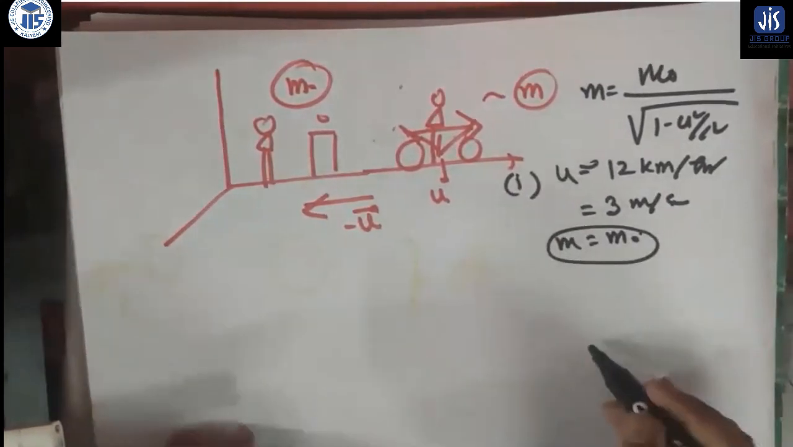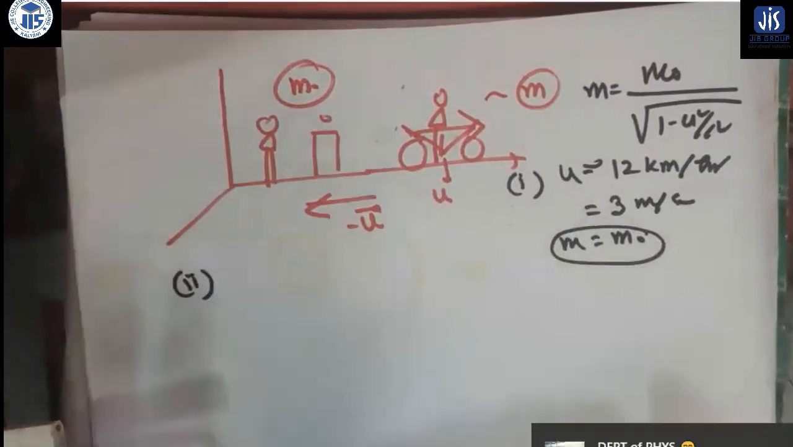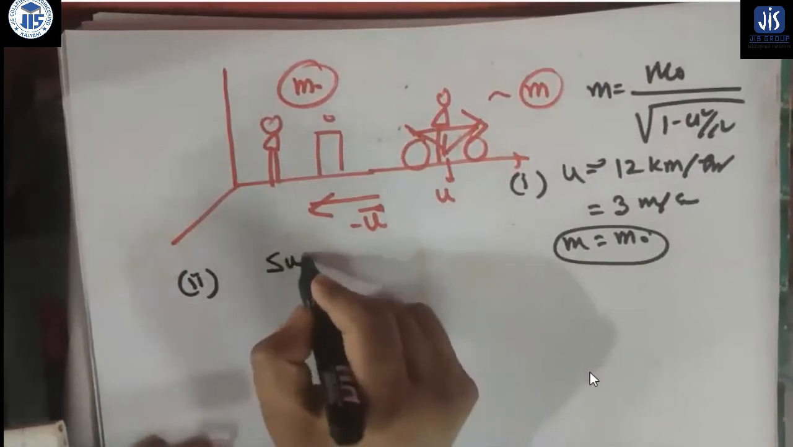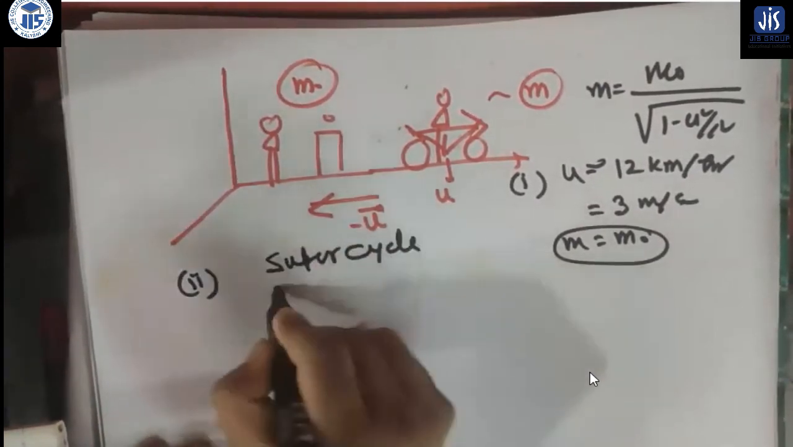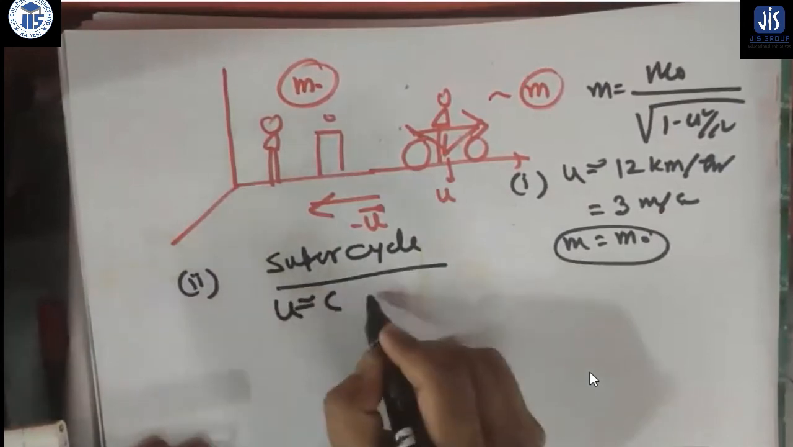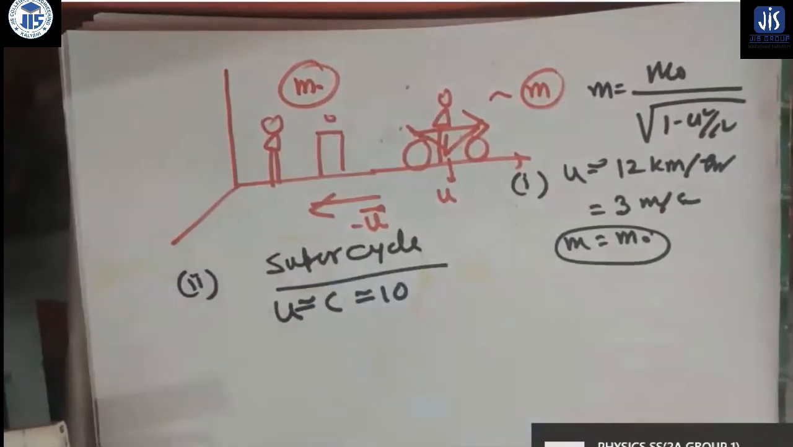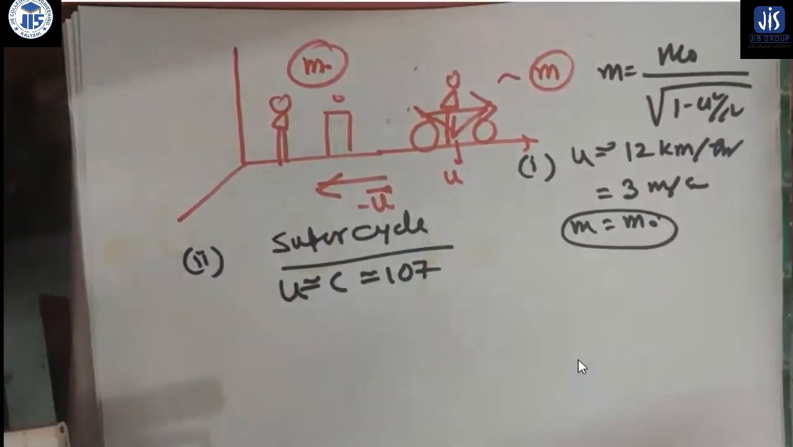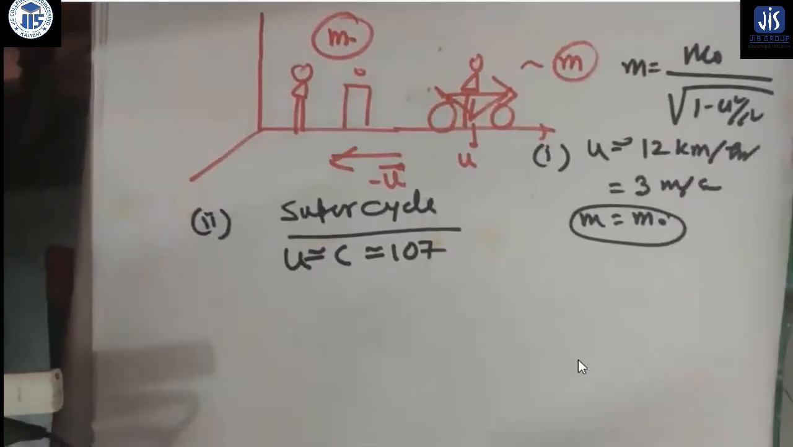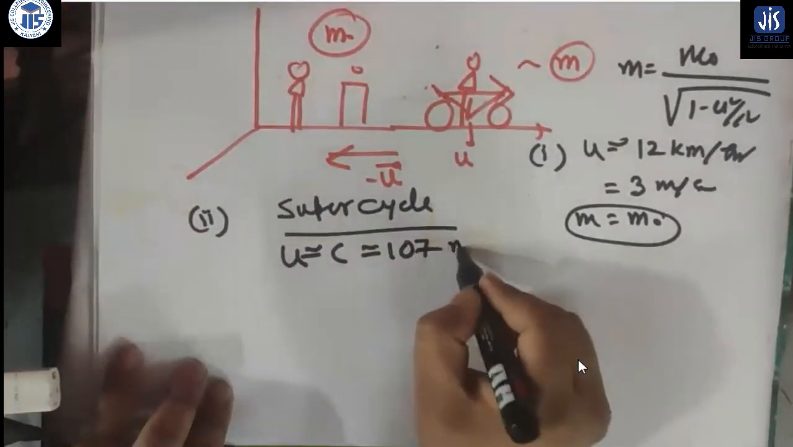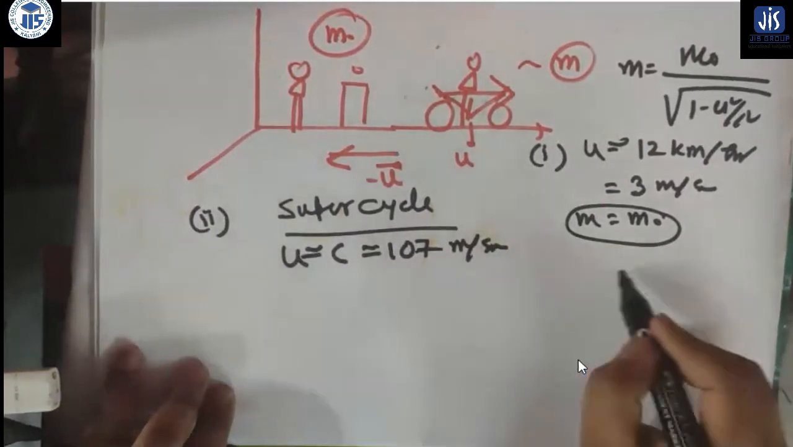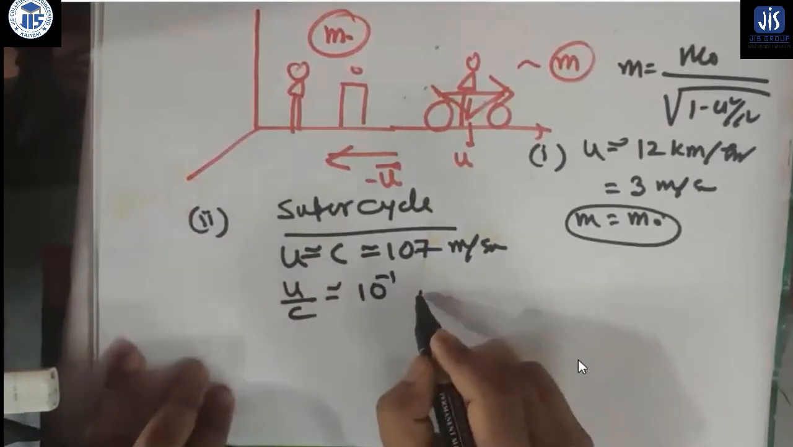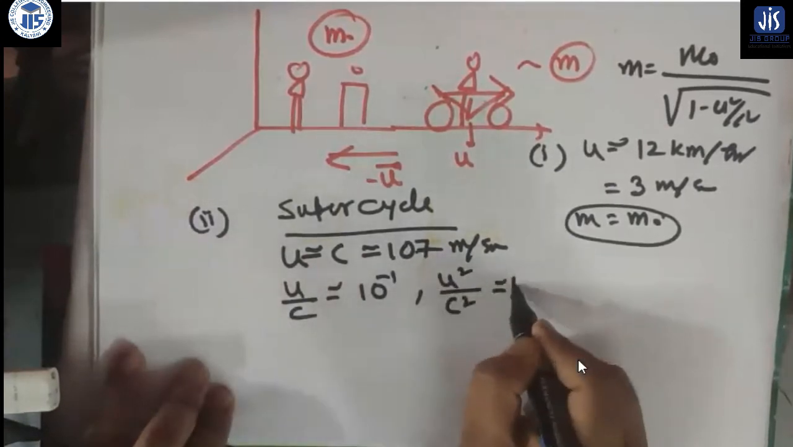Okay, so now obviously the second case is when you can observe it, if suppose I have got a super cycle. If the cycle moves with a speed close to the speed of light, say 10 to the power 7 meter per second, okay, it is a super cycle I am talking about. Say suppose it is moving at a speed 10 to the power 7 meter per second. Okay, suppose then your u by c will be of the order of 10 to the power minus 1. Okay, u square by c square will be of the order of 10 to the power minus 2.